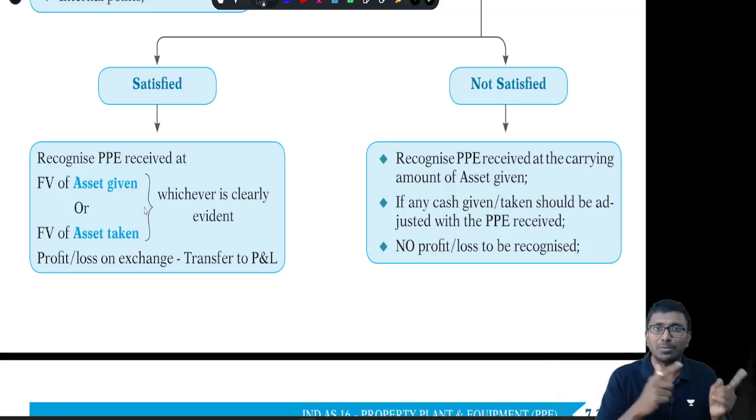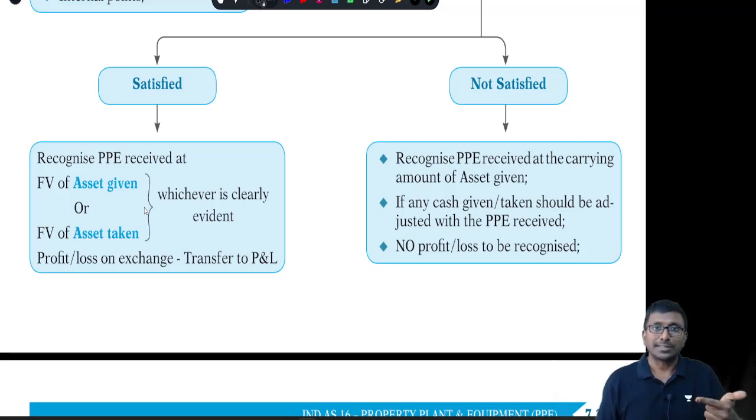What do we follow? Fair market value accounting. That means the asset we are getting, that is the PPE received, will be recognized at the fair market value of the asset given or the fair market value of the asset taken, whichever is clearly evident. The first priority should be given to the fair market value of the asset given. Okay, sir, in the question they have given both the fair market value of the asset given and of the asset taken, both are available. Then first priority will go to the fair market value of what you gave.